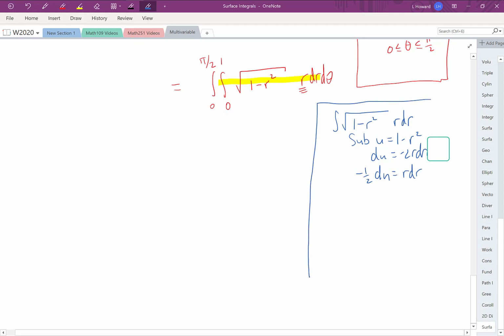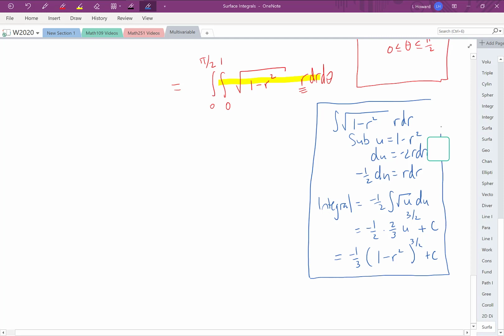So if we look at the integral that we're trying to compute here, rephrase that in terms of u, that's minus 1/2 integral root u du, which gives us minus 1/2 times, integrating the root u, we'd have u to the 3/2 times 2/3 plus a constant. So overall minus 1/3 times 1 minus r squared to the power 3/2 plus a constant. So there's our substitution in all its glory. Typically you just do that part over on the side, and then we can come back to our double integral and finish our computation. So I'm going to continue the computation over here.